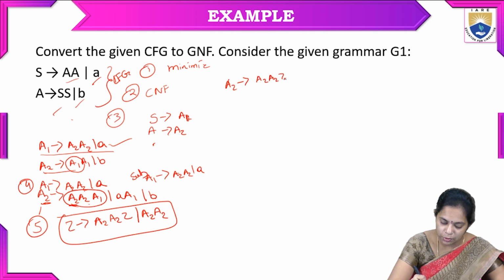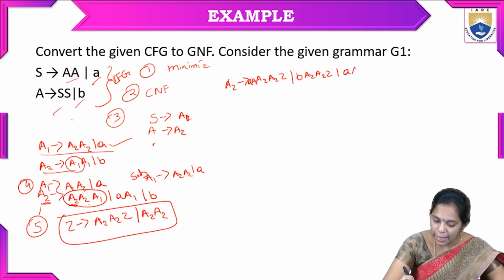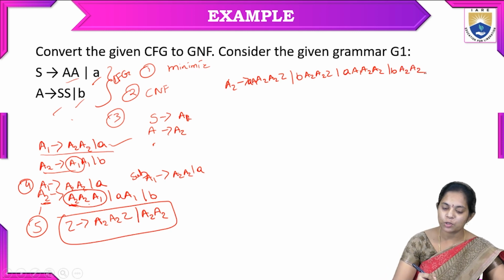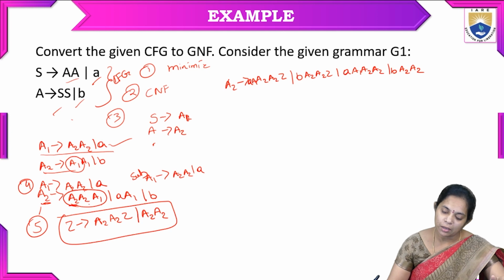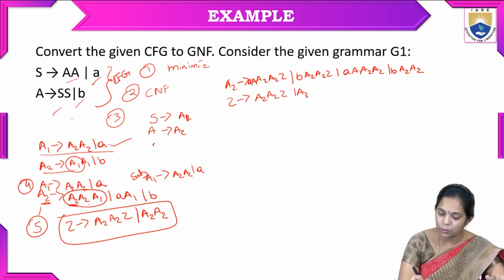A2 Z with A1 and B, A2 Z, and here also A1, A2, and B, A2, A2. So this is the substitution. After substitution, we got the production rule like this. And here we will add the production rules A2 tends to A2 Z and A2 tends to A2.